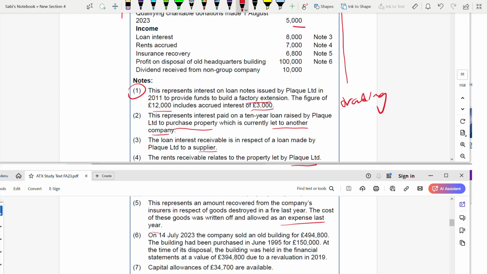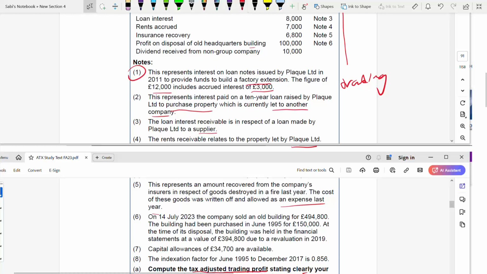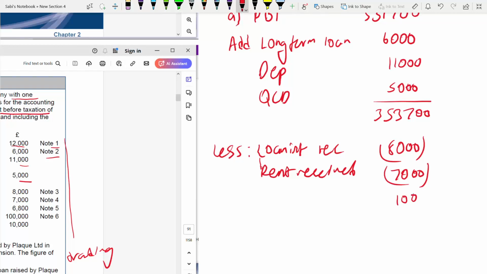So insurance, leave it. Profit on disposal of old headquarter building, note 6. On 14 July, the company sold an old building for this much, which had been purchased for this much. At the time of its disposal, the building was held as finance lease at this value due to the revaluation in 2019. Profit on disposal of old headquarter building is non-trading. You have to deduct it, sorry. Profit on sale of building.